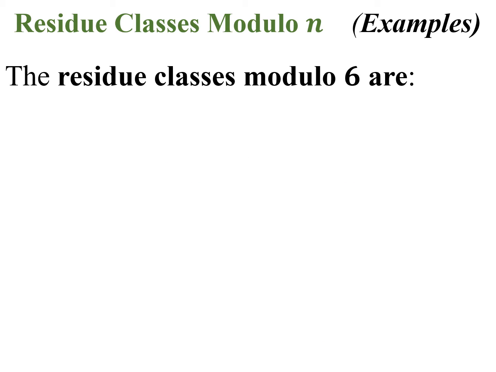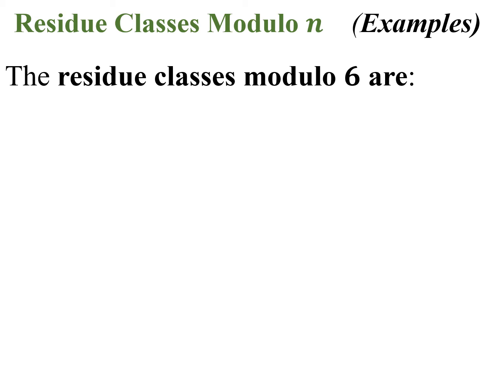We know that there are 6 residue classes modulo 6, namely class of 0, class of 1, class of 2, class of 3, class of 4 and class of 5, because the only possible remainders when any integer is divided by 6 are 0, 1, 2, 3, 4 and 5. Those remainders form the residue classes.